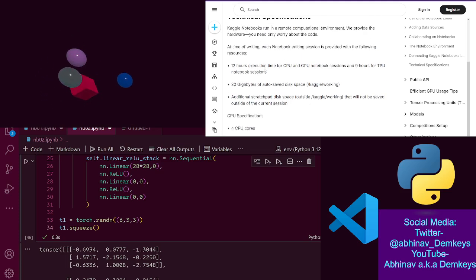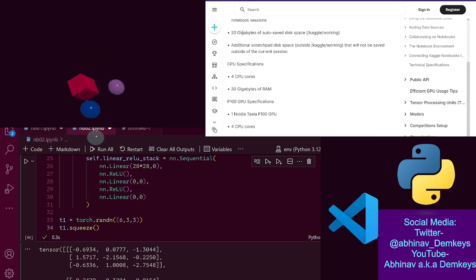You get 12 hours execution time and 9 hours for TPU. Oh, hold on. 12 hours execution time for notebook sessions, I need to see. Okay, it says each notebook editing session. So basically, anytime I open up that notebook, from that time, I have 12 hours of CPU and GPU usage, and then 9 hours of TPU usage as well. Okay, and then 20 GB of additional scratchpad disk space that will not be saved outside of the current session.